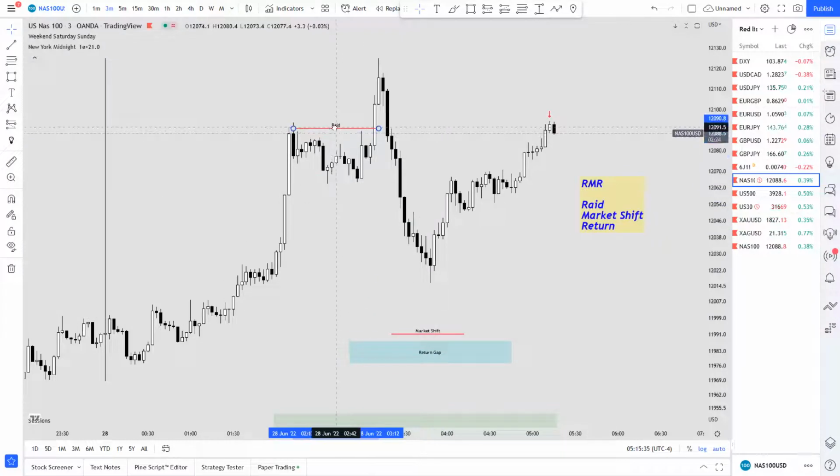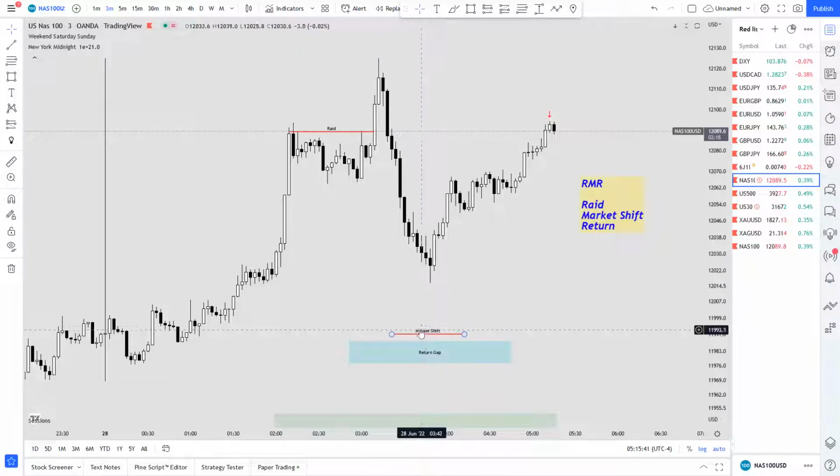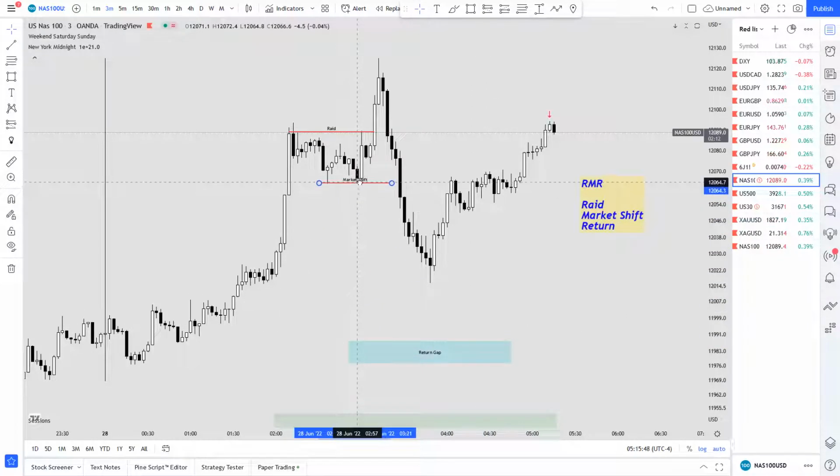So the raid is over here above these relative equal highs, so we call that the raid. Next, the market structure shift. Can you see where it broke in order to create a market shift? So right below these lows and below this swing low, any of those, that determines the market structure shift.